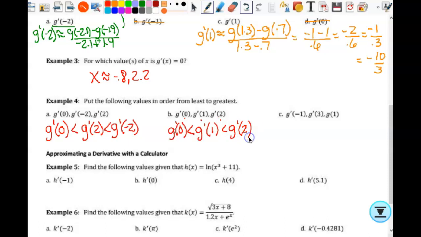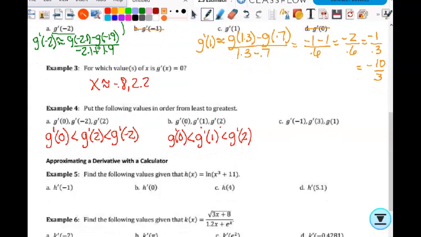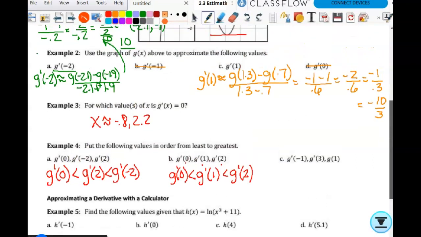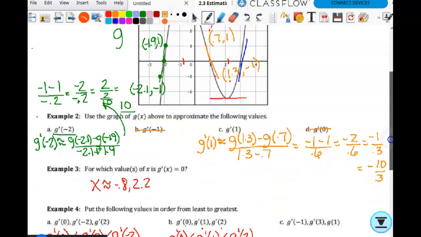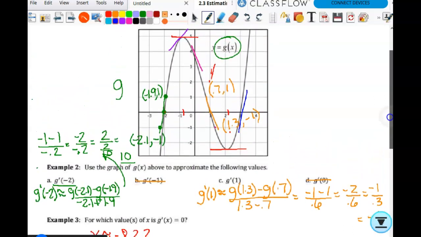All right, so you look at C, see if you can figure that out. You can talk to each other about it. It's fine. Negative 1.